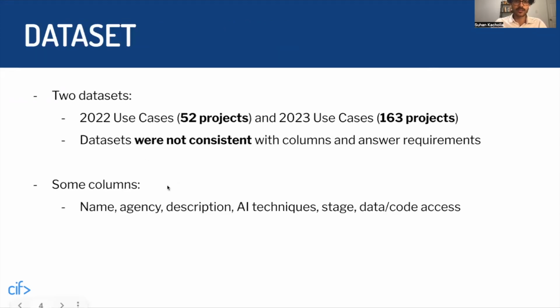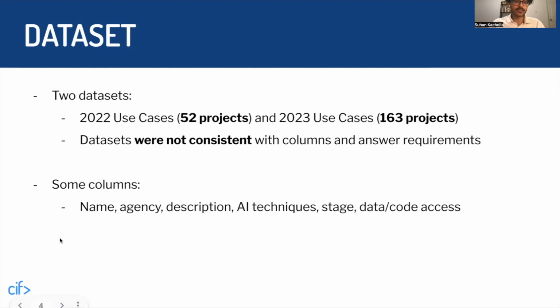The data I used involved two spreadsheets. The first was the 2022 use case inventory, which had 52 projects, and the second was this year's use case inventory with 163 projects. The datasets weren't consistent with columns and answer requirements, which made comparing them a bit difficult, but I will show you how I got around that.